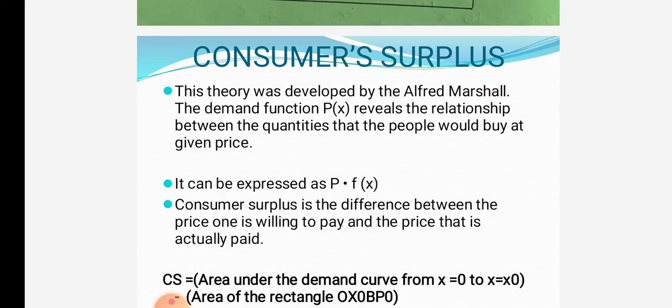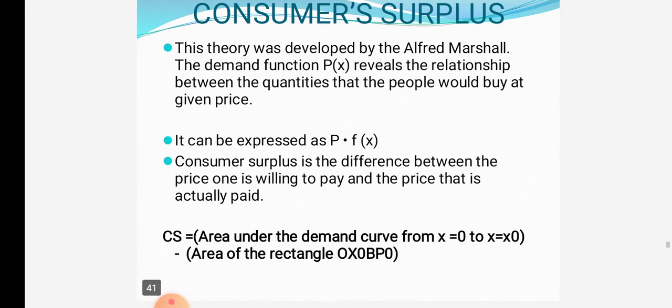That's it. The next topic we need to learn today is consumer surplus. See, this theory was developed by Alfred Marshall. Actually, this theory tells us about the relationship between the quantity that is being demanded and the price that people are ready to give for a product.